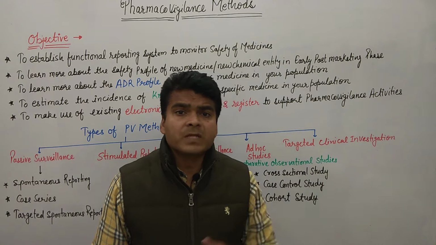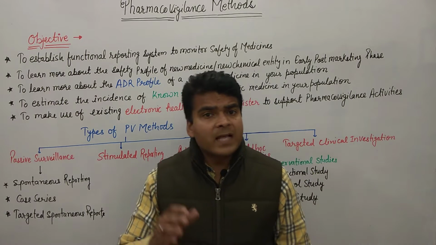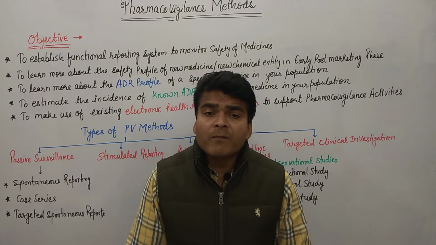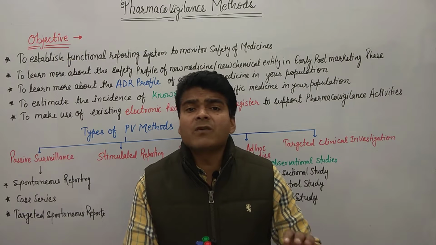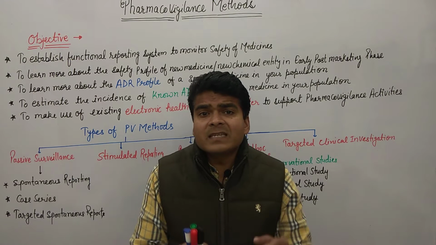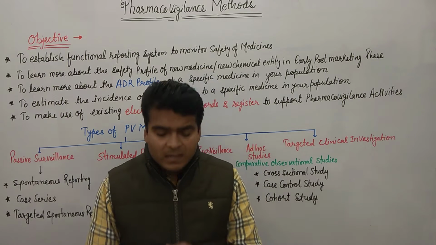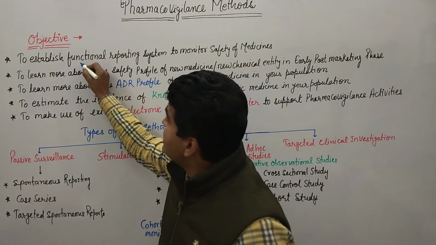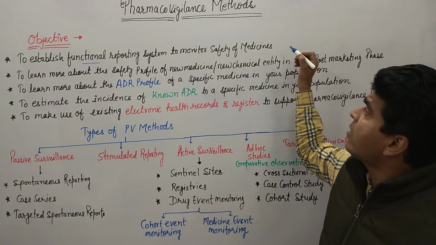Now just look at this: what are pharmacovigilance methods? As we all know what pharmacovigilance is, and to perform a pharmacovigilance study there is a need for methods of pharmacovigilance. So the first thing is: what are the objectives of pharmacovigilance methods? The first objective is to establish a functional reporting system to monitor the safety of medicine.